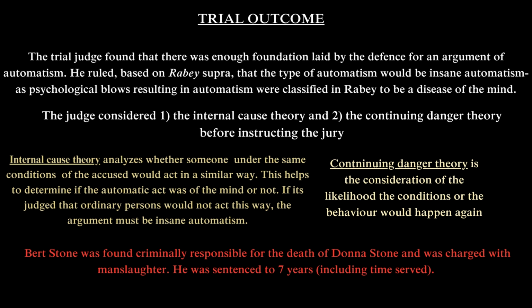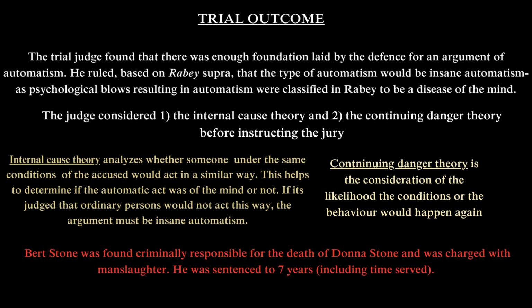Since the Raby ruling in 1980, the law finds psychological blows are part of everyday stressors that ordinary people would not dissociate from. Therefore, in any case where psychological blows are used to justify automatism, it must be considered insane automatism. The judges also use internal cause theory and recurring danger theory as analytical tools before instructing the jury to decide the case. The internal cause theory analyzes whether an ordinary, reasonable person under the same conditions as the accused would act in a similar way. This helps determine whether the automatism was due to an internal or external cause. The recurring danger theory considers the likelihood that conditions or the behavior response would ever happen again.